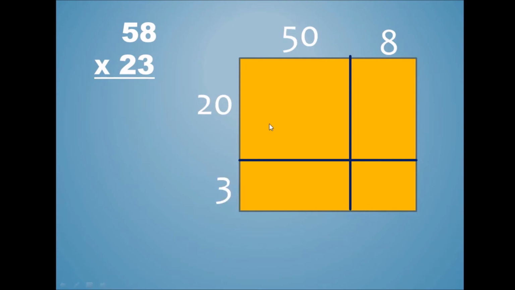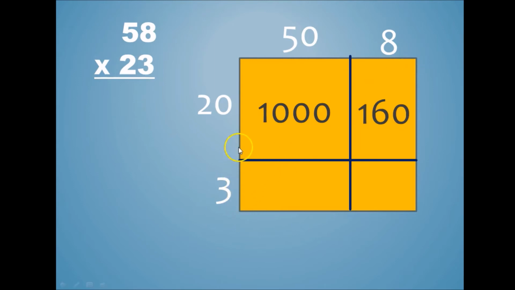Okay, so 20 times 50 gives us 1,000. The next part is going to be taking this 20 right here and multiplying by the 8. So 20 times 8 will give us 160. Now we're ready to go down here.